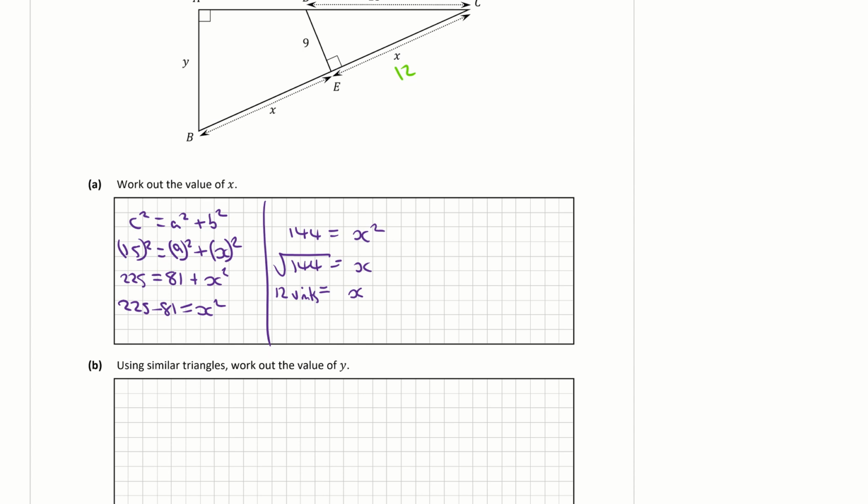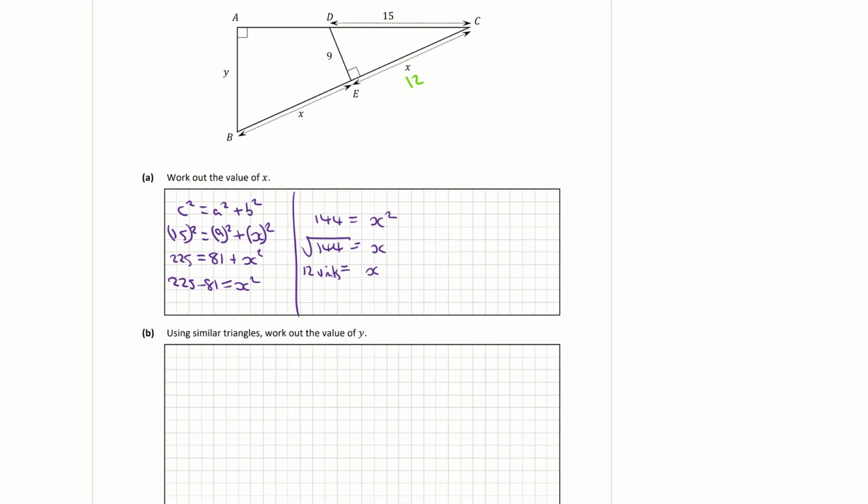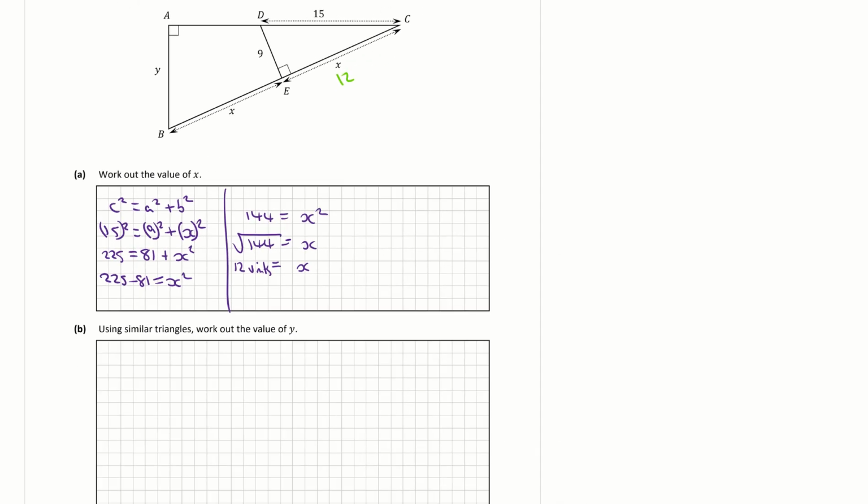The next part, using similar triangles, work out the value of y. Okay, so similar triangles means you're going to have two triangles here. The first triangle I'm going to use is this one. I'm going to label these in different colors. So D, E, and C. That's my first triangle, the smaller triangle that I'm using. Let me sketch that here. So I have D, E, C.